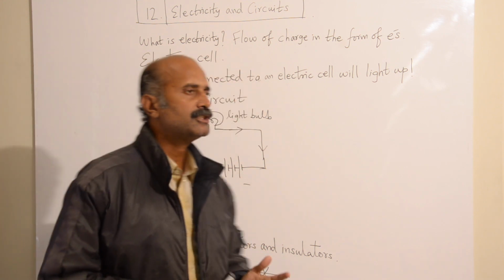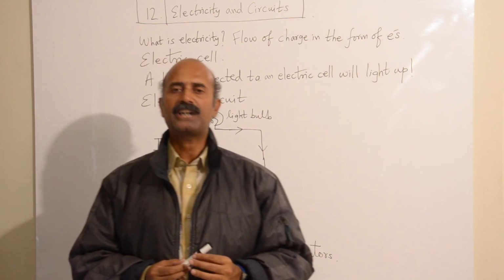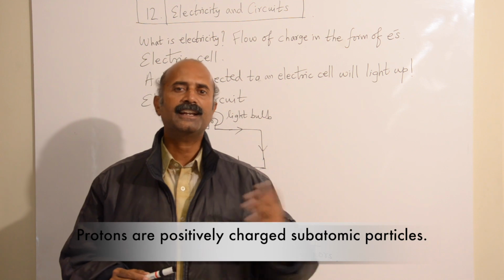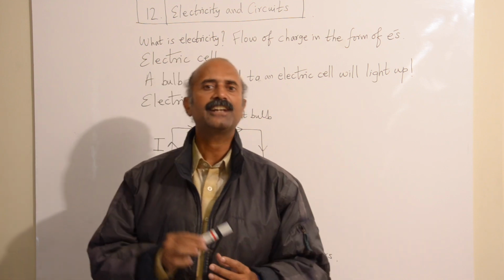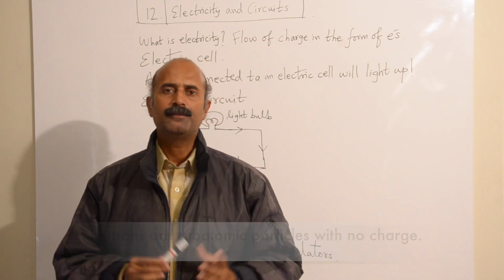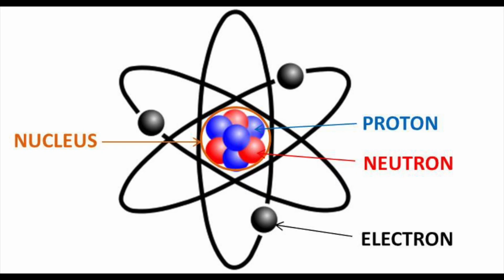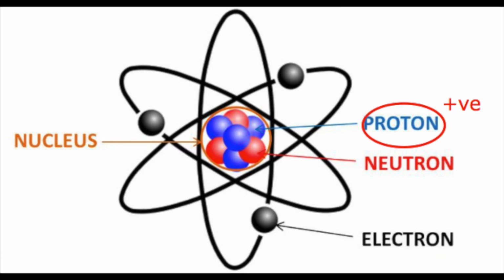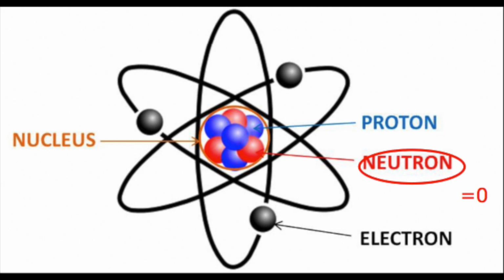And electrons are taken as negatively charged particles. We have given them the negative convention. Protons are given a positive sign, and neutrons are given 0, that means they don't have any charge. The three main subatomic particles are electrons, protons and neutrons. Electrons are negatively charged, protons are positively charged, and neutrons have no charge. That means the charge on neutrons is taken as 0.